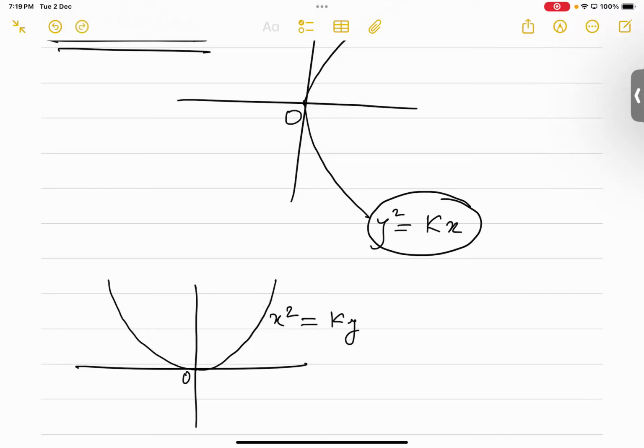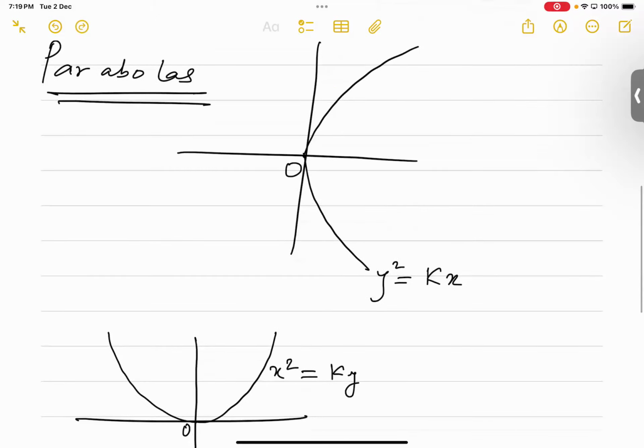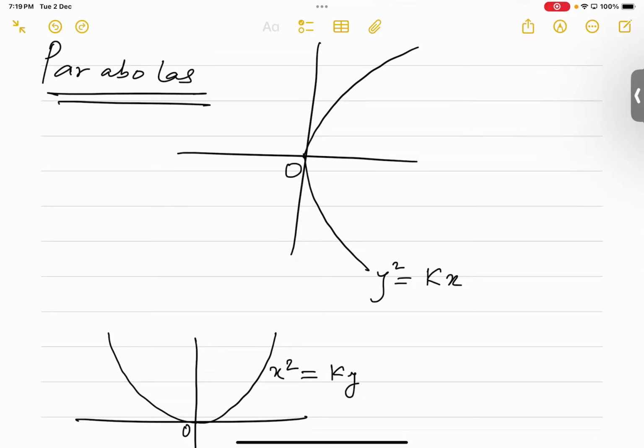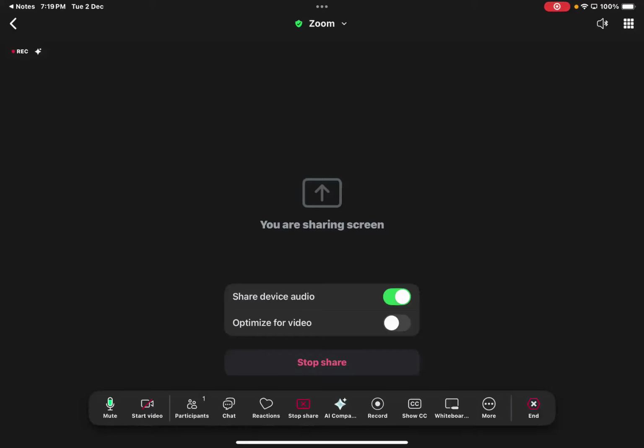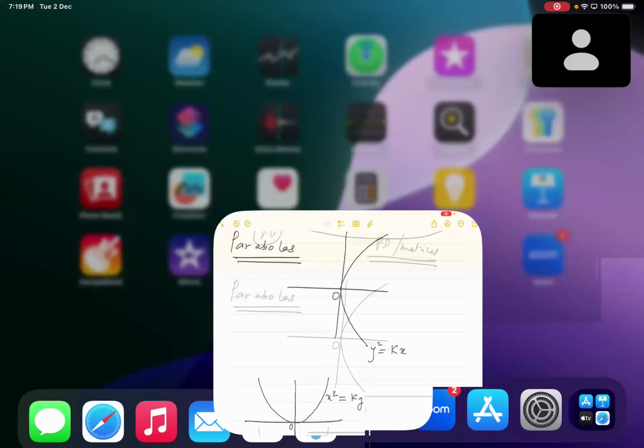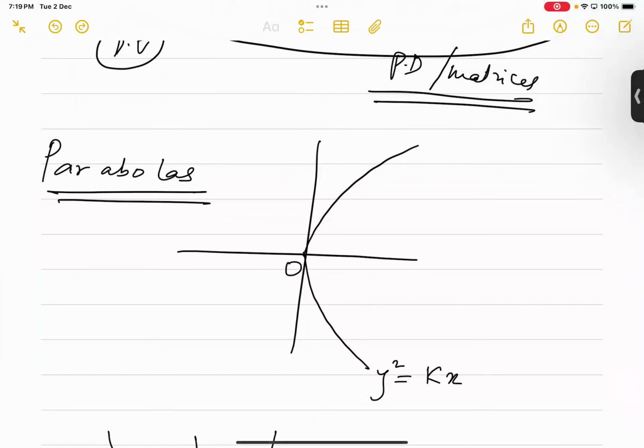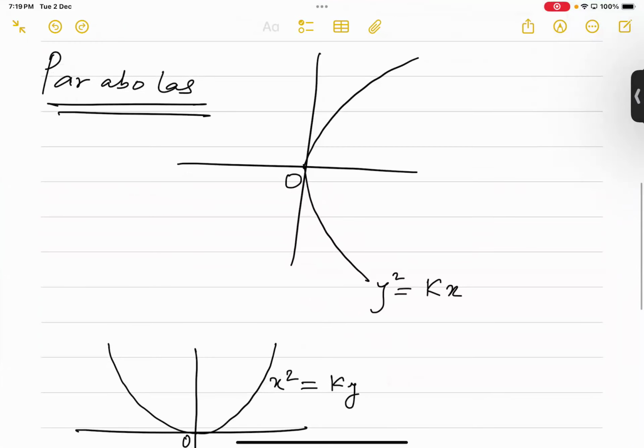Okay, so start copying this. First, understand the curve, the diagram. The circle equation was what? X square plus y square is equal to r square. Ellipse equation was what? X square upon a square plus y square upon b square is equal to 1.